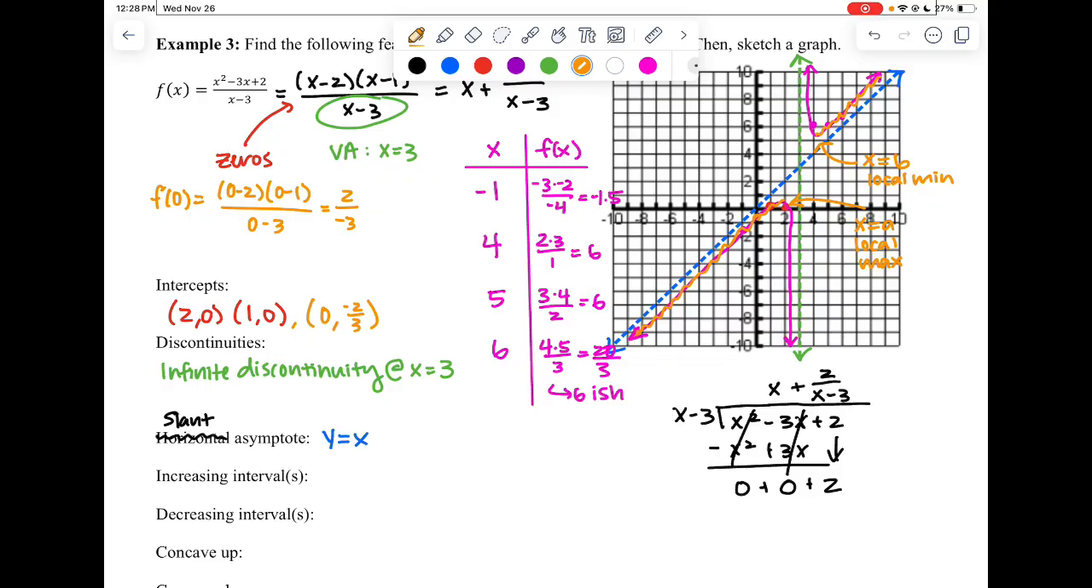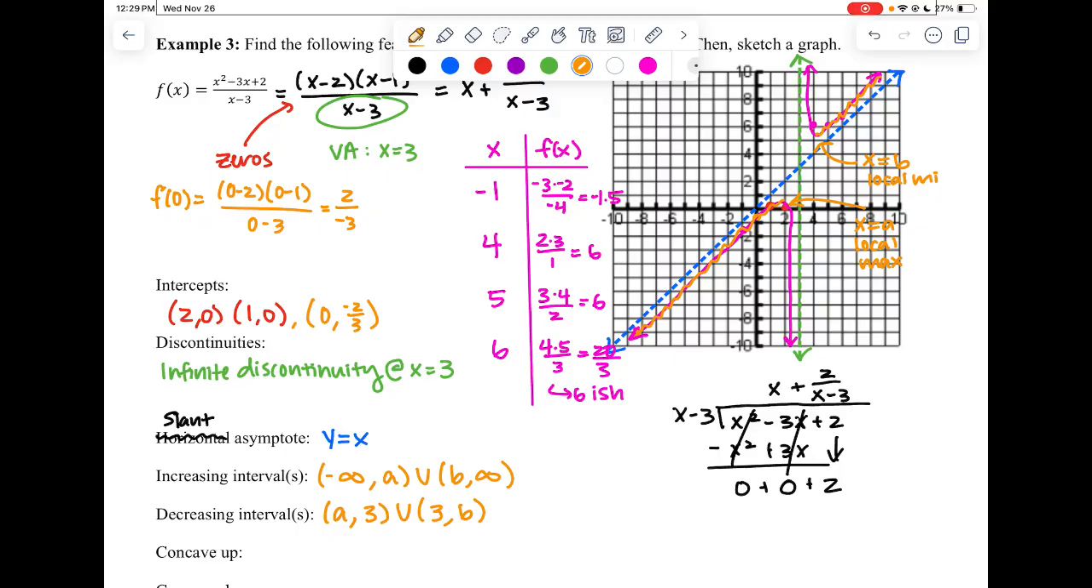So I know that my increasing intervals in this case would be negative infinity to a, and then b to positive infinity. That means that my decreasing intervals are going to be the places that I didn't color in orange. So that's going to go from a to that vertical asymptote, so a to 3. And then again, I pick up on the other side of where I left off. I'm on the other side of my vertical asymptote of 3, and now I'm going to b.